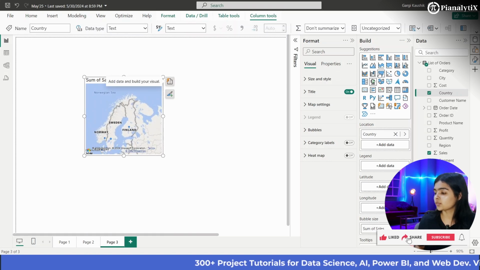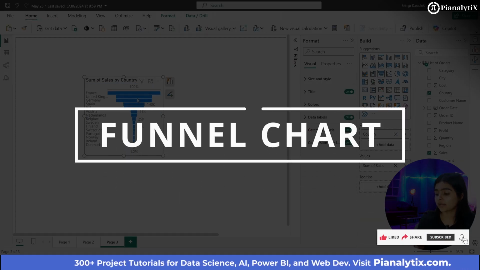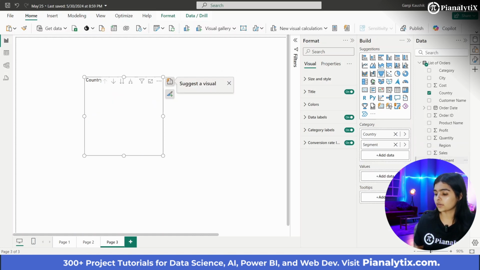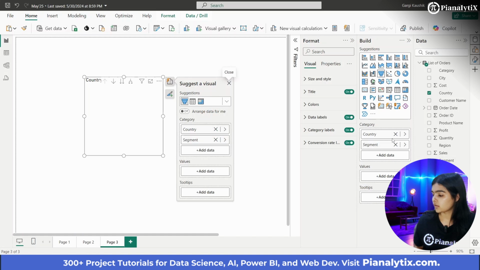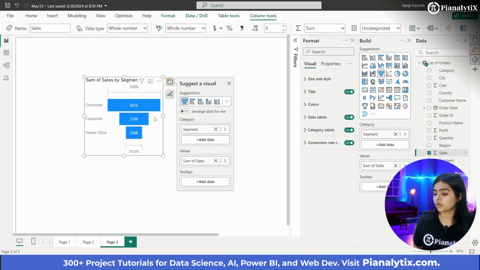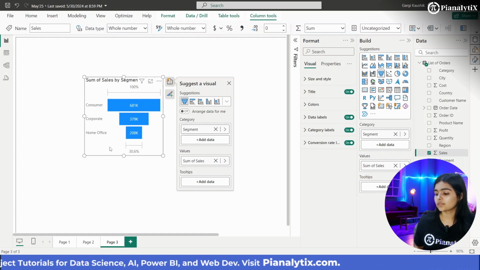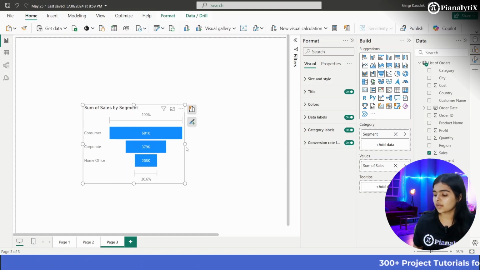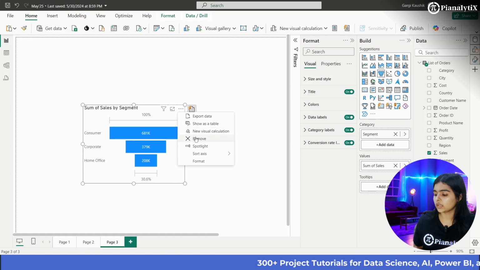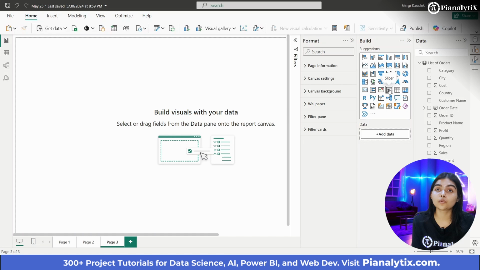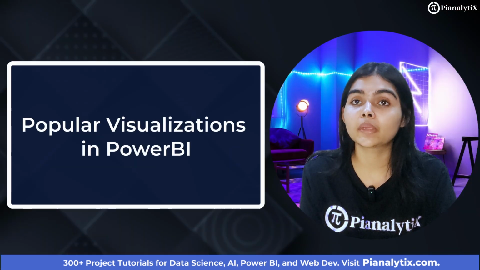And then there are other visuals as well. There's a funnel chart. Again, it's showing countries. This is a lot for a funnel chart. So let's say I'll put segment in a funnel chart. And sales. So sum of sales by segment. This is again very similar to a column chart, I would say, but again, not as commonly used. There are a lot of other visuals that you can play around with, but these 7 were the most important, most commonly used visuals that you must know before starting your Power BI journey.